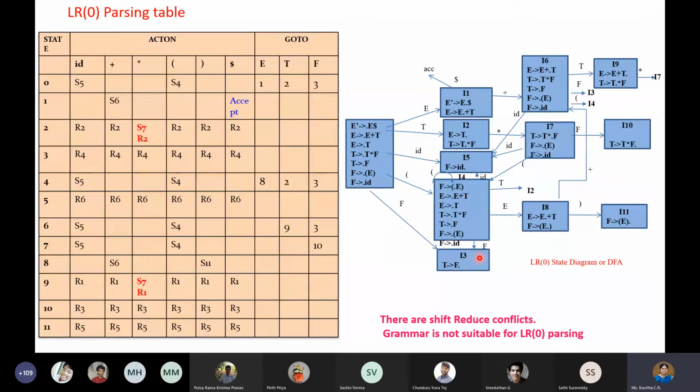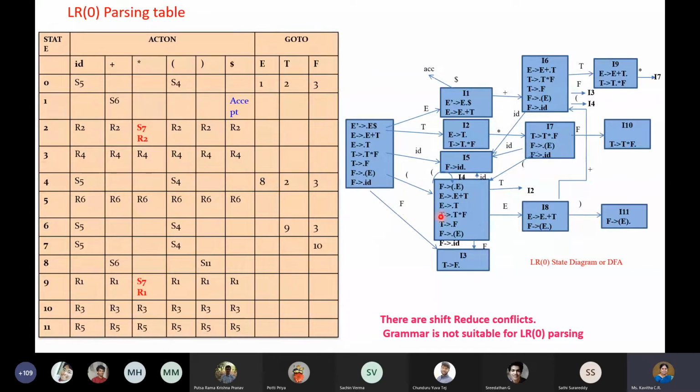Coming to state number 3. State number 3 is very easy because only one rule is eligible for the reduce action, and that is rule number 4. So R4 is applied for all the terminal symbols. That's all. Blindly, you're not doing any strategy here. It's just applying rule number 4 for all the terminal symbols.